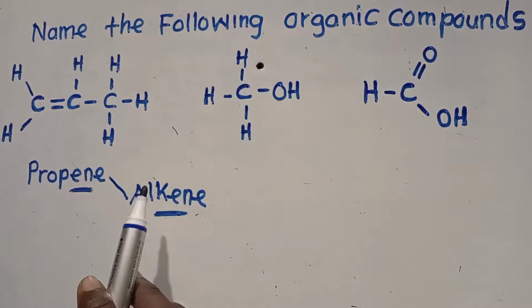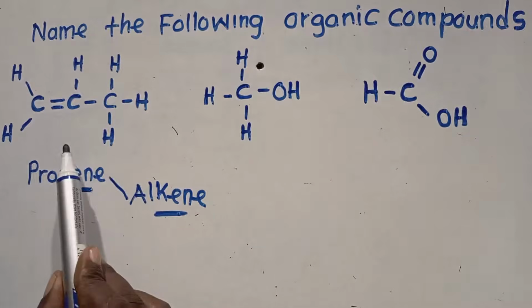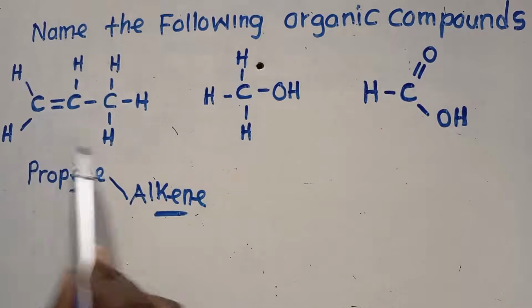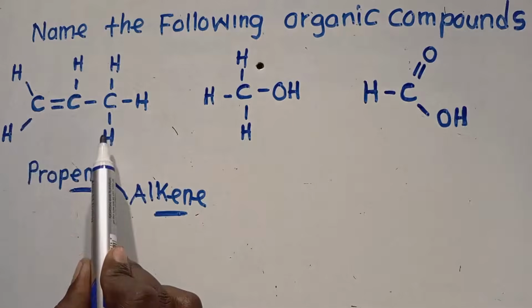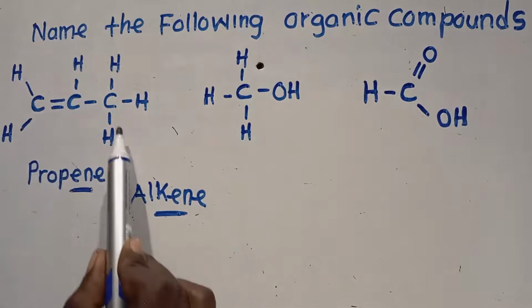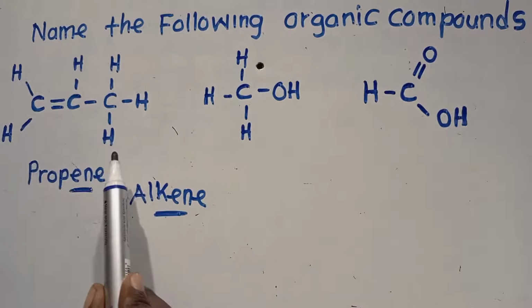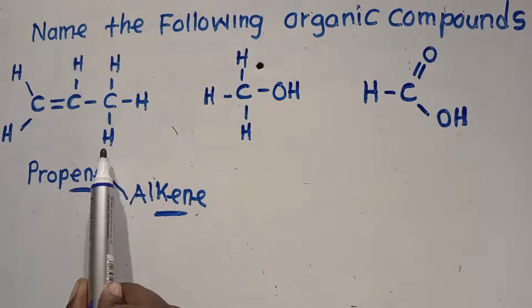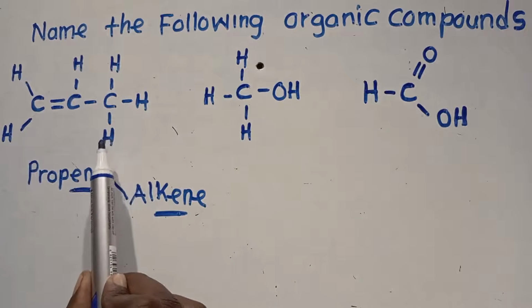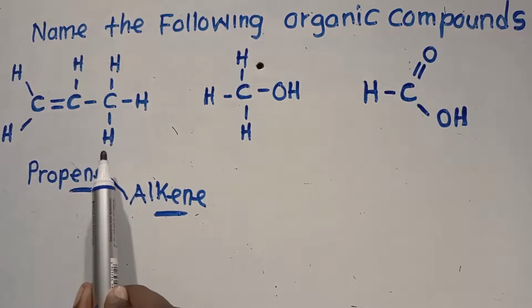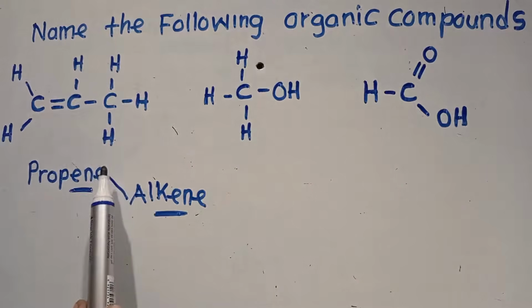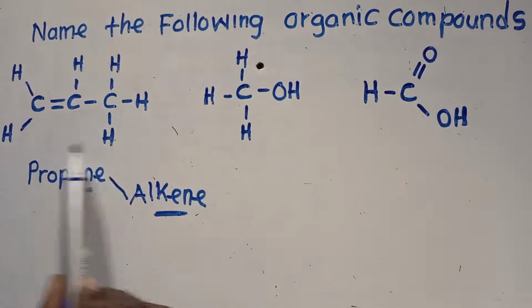And one thing you need to remember is that these ones have a double bond. So this compound is called a hydrocarbon. Why do we call it a hydrocarbon? Because it contains just hydrogen and carbon atoms. These are the only two elements that you are able to see, hydrogen and carbon. So any organic compound that contains carbon and hydrogen atoms only is called a hydrocarbon. So this is a hydrocarbon.